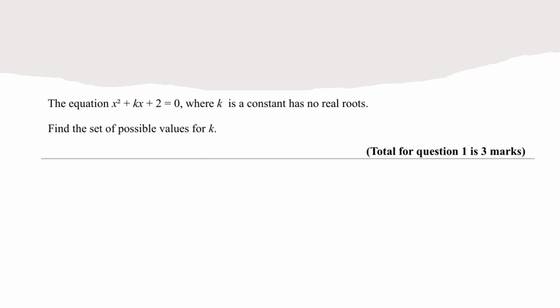So we are told in the question the equation x squared plus kx plus 2 equals 0, where k is a constant, has no real root. Okay, so that's going to be quite important in just a second. Find the set of possible values of k.